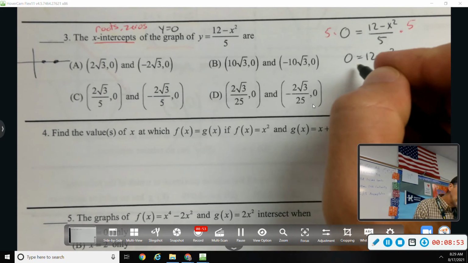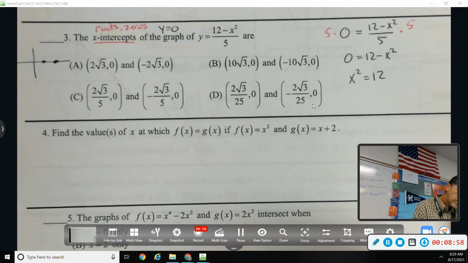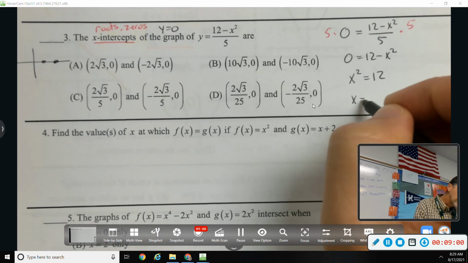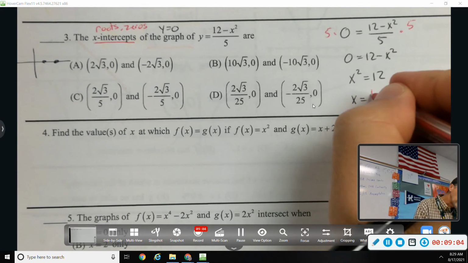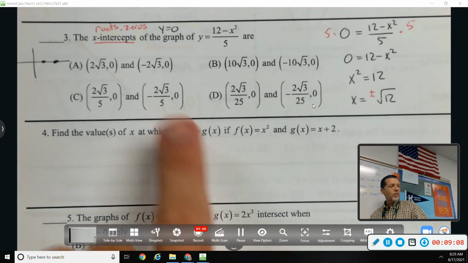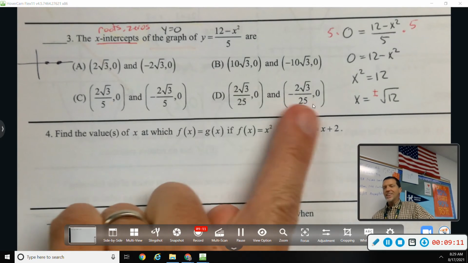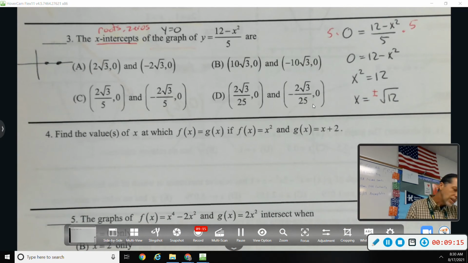Let's see. I think I'll move the x squared over to make it positive. And then I'll square root both sides. But when you put the square roots on, you've got to remember the plus or minus. Now, you probably would have remembered that for this particular problem because all of the answers have plus or minus. So it's not likely you'd miss that for this problem.